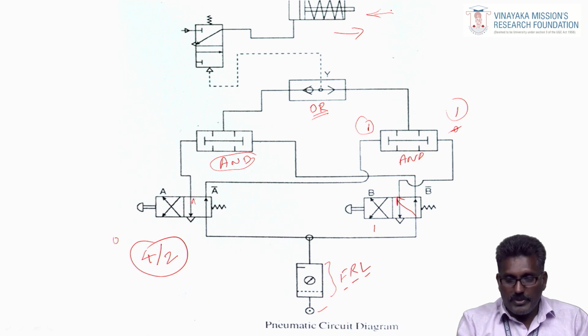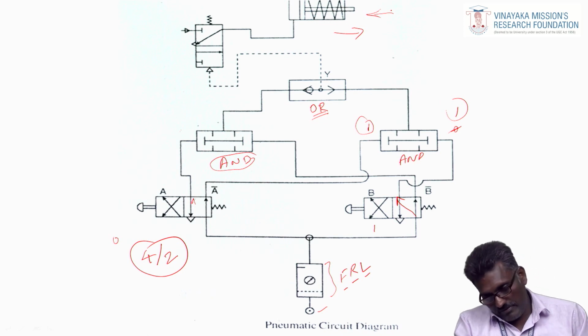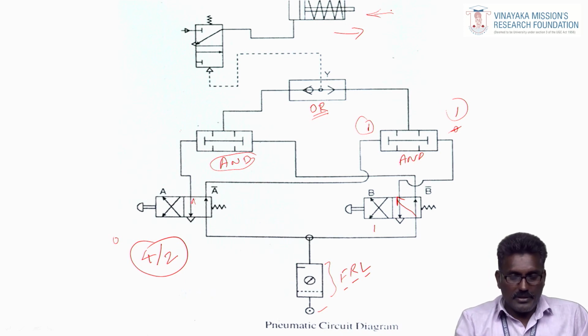So, it is the pneumatic circuit diagram for operating a single acting cylinder from two locations, A and B. Whether at location A or location B, if you give a signal, the cylinder will actuate.